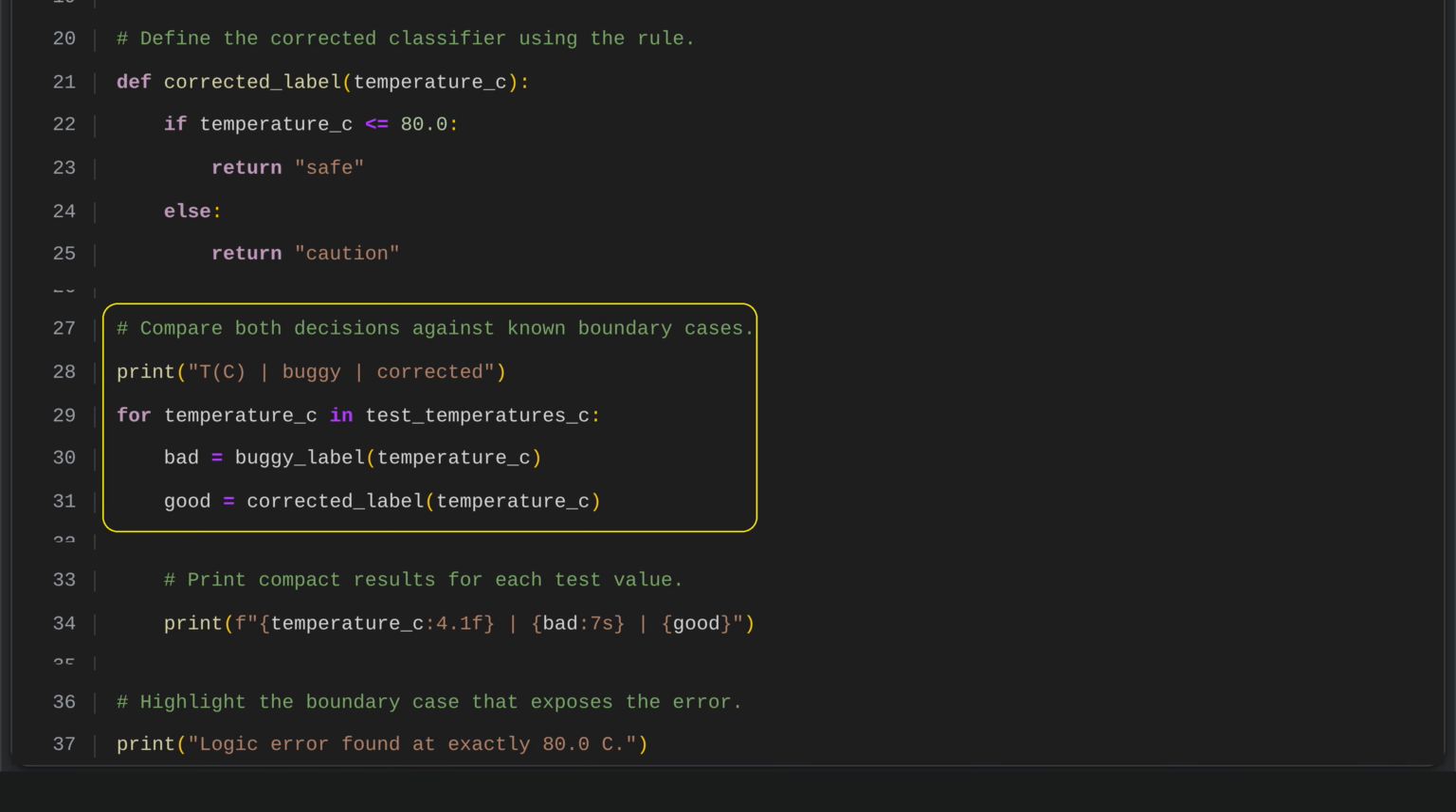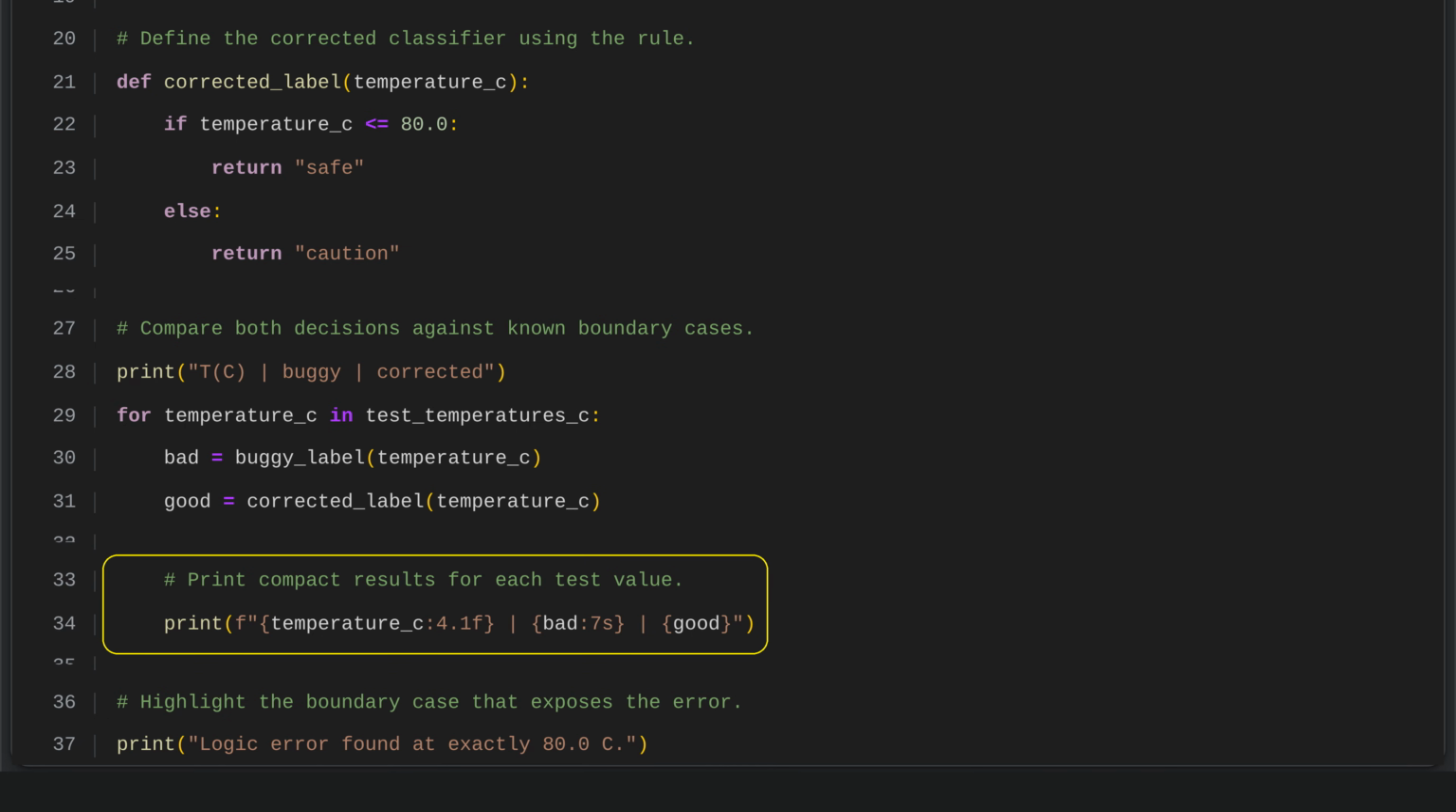The output first labels the columns for temperature, the buggy classifier, and the corrected classifier. It then checks each test temperature with both classifiers, comparing whether each one marks it as safe or caution. This side-by-side comparison makes it easy to spot where the flawed logic gives a different result from the corrected version.